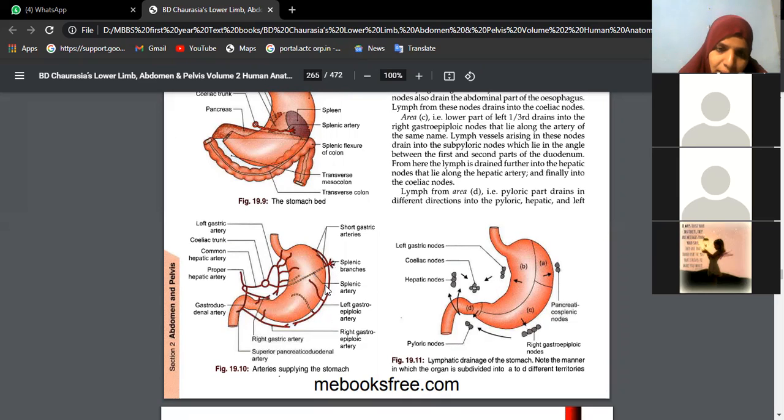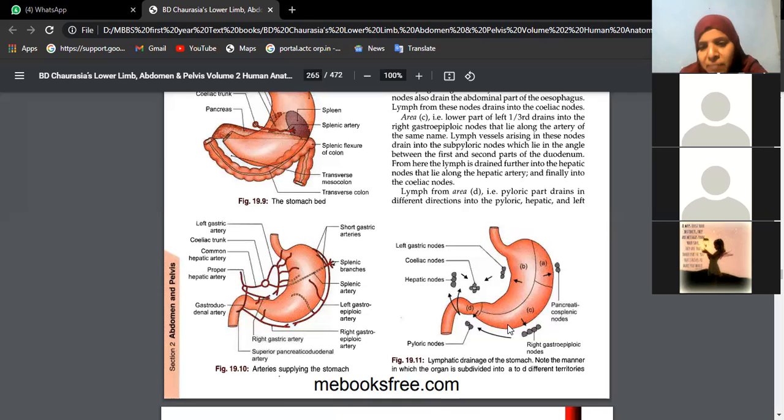So along the greater curvature, we have left gastroepiploic and also right gastroepiploic. They anastomose. In some books, instead of epiploic, the word omental is used. That is the same. So all these names you should mention when you are talking about blood supply of stomach. Draw this picture and give explanation in your own words. No problem. Then lymphatic drainage has been asked.